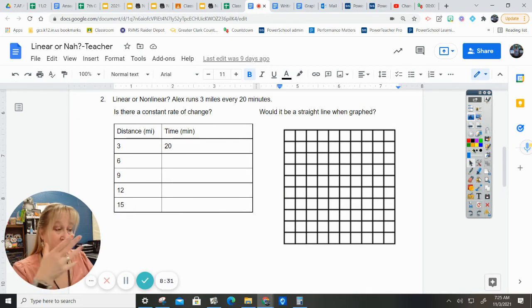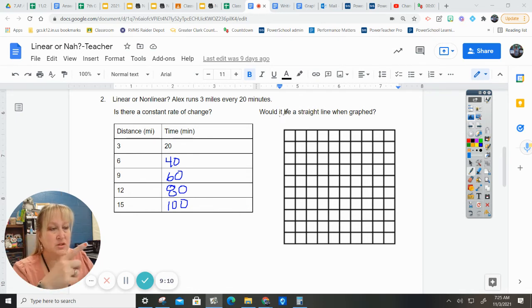All right, we're going to be finding out the same thing. Is this one linear or non-linear? Remember, we are trying to find out if there's a constant rate of change and if it's going to be a straight line when graphed. So he runs 3 miles every 20 minutes. So in 3 miles, it takes 20 minutes. 6 miles, that will take him 40 minutes. 9 miles will be 20, 40, 60 minutes. 12 miles will be 80 minutes. 15 miles will be 100 minutes.